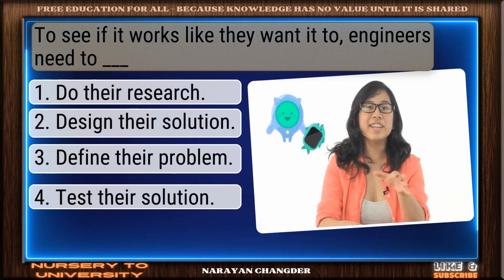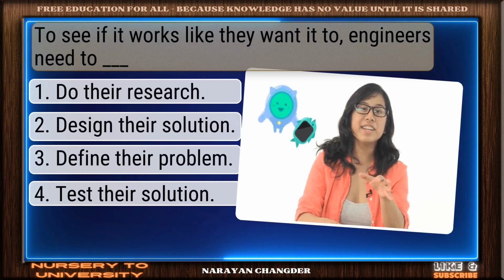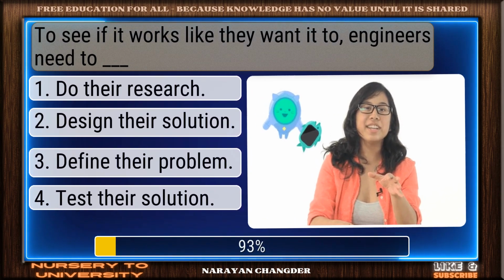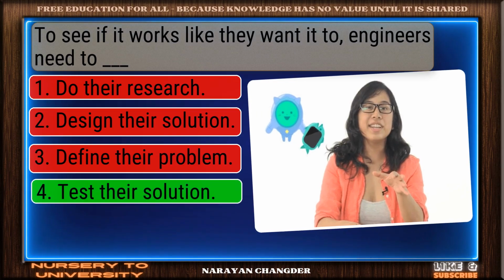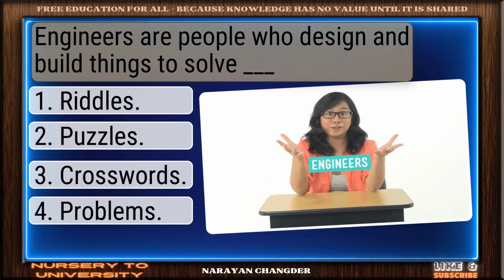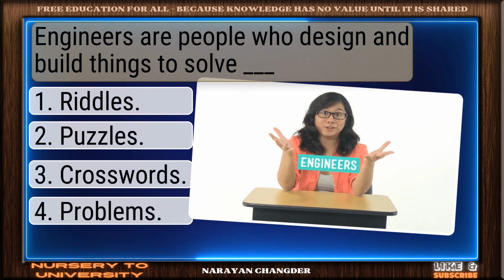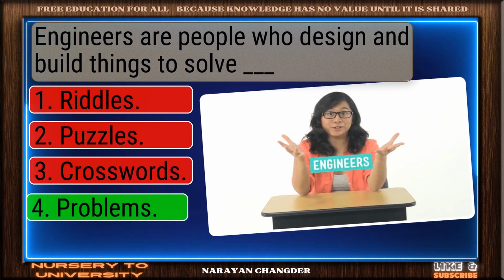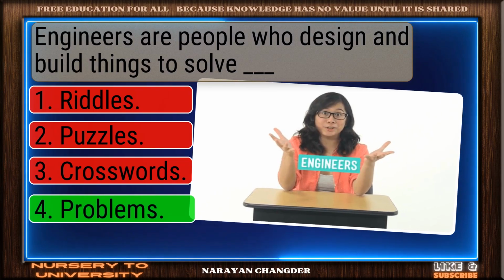To see if it works like they want it to, engineers need to dash. Valid point. Test their solution is true. Engineers are people who design and build things to solve dash. Excellent choice. Problems is the right answer.